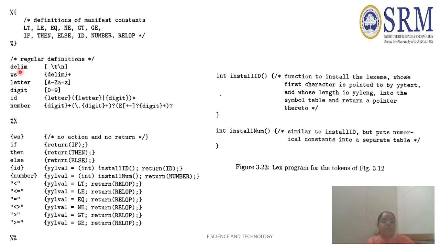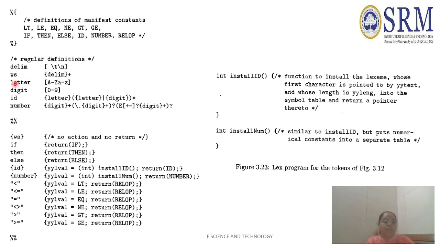Delimiter is of three types. One is a white space, \t is also a delimiter, which is tab space, and \n, which is nothing but a new line feed, will also be a delimiter. And WS is white space. A single white space or many white spaces together will be called a delimiter, right? That is why they have mentioned plus over here.